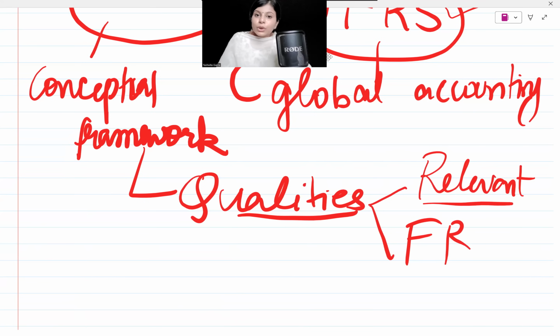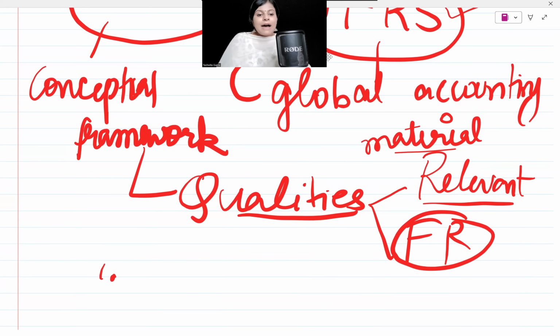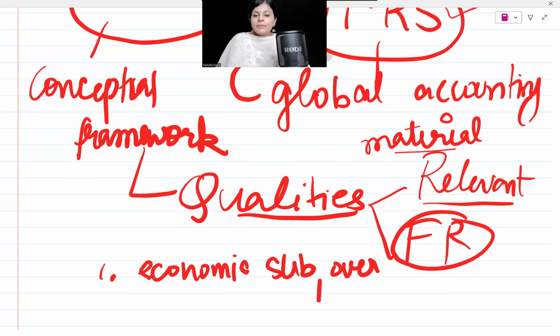Now, relevance means whatever I am preparing should be material. I should not omit anything that is material. Material means something which affects the decision, economic decision of the users, right? So whatever I am preparing should be relevant, should be material, and it should be faithfully represented. Faithful representation in accounting means, number one, you have economic substance over legal form. Economic substance over legal form.